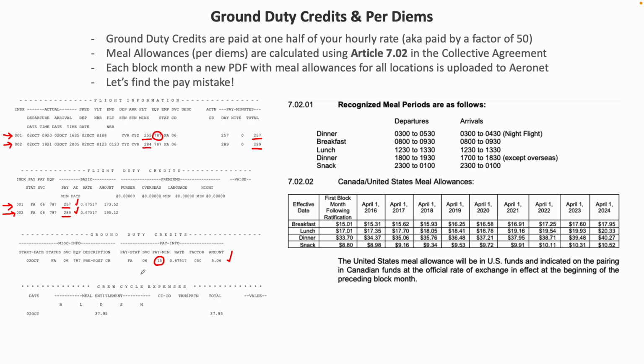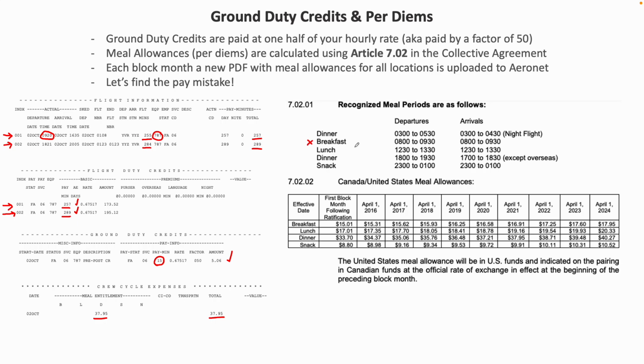Now let's have a look at the crew cycle expenses. So at the moment, I'm being paid a dinner, but let's have a look to see what I'm entitled to. So the first flight from Vancouver to Toronto left at 9:20 a.m. If I look over at the recognized meal periods, the flight departed after 8 a.m., so I would not be entitled to the breakfast.